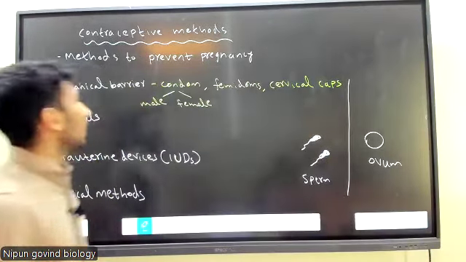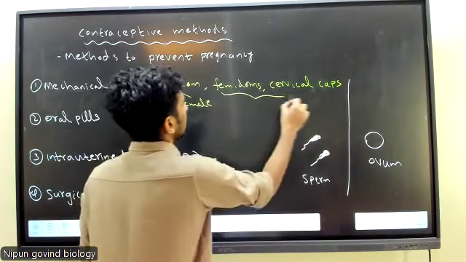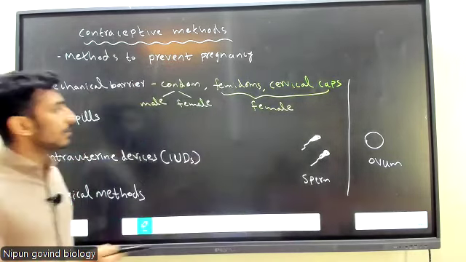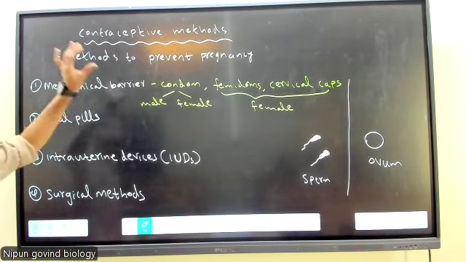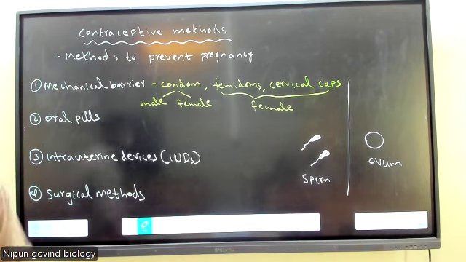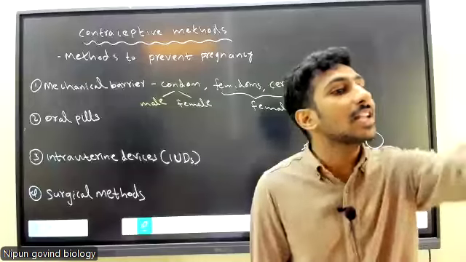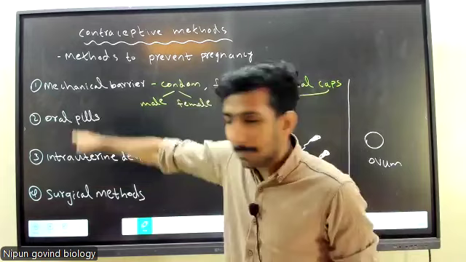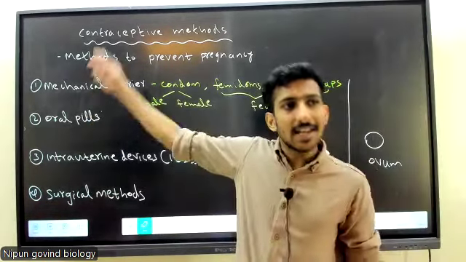Okay guys, listen. So condom, femidom, cervical caps, these are the barrier methods. Condom can be used for male and female, and the femidom and cervical caps are only for female. Condom, or mechanical barriers, are the only contraceptive method that can prevent sexually transmitted disease. These methods may prevent pregnancy but will not prevent STDs, but condom can prevent STD as well.